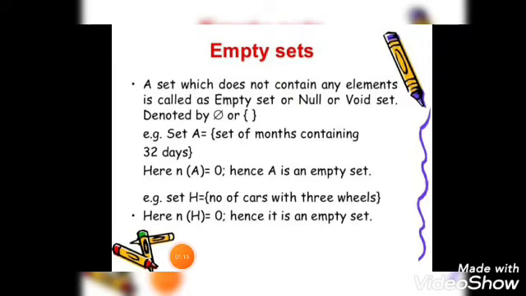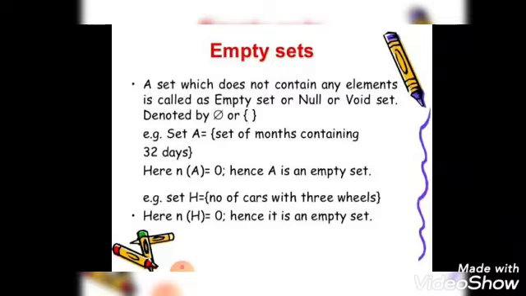See here, empty set. The definition of an empty set is a set which does not contain any element. The empty set is also called a void set or null set. It is denoted by only the bracket symbol, with no element in the set.